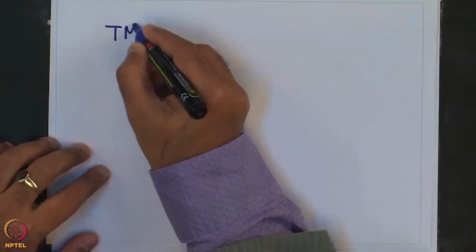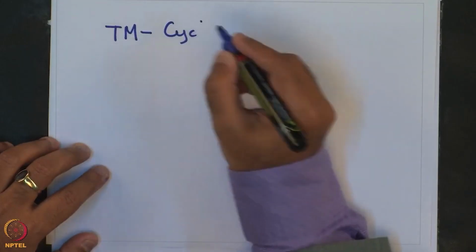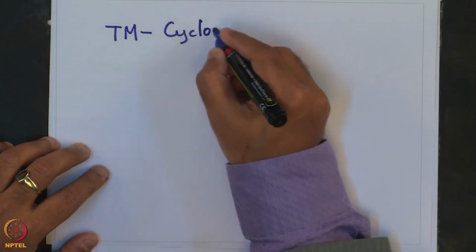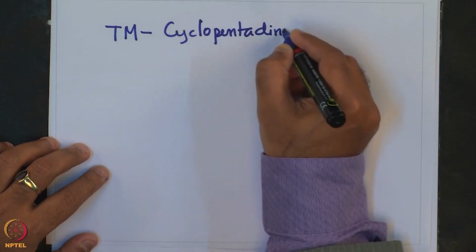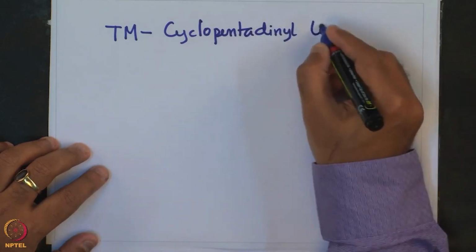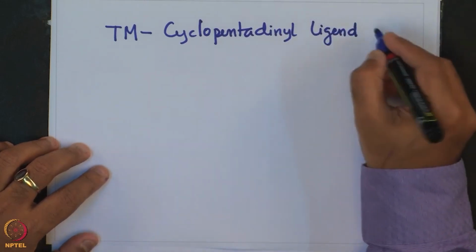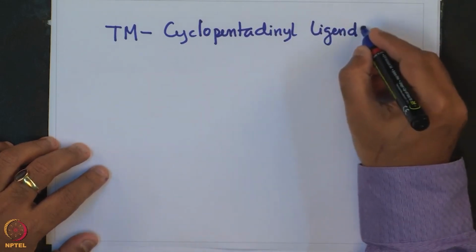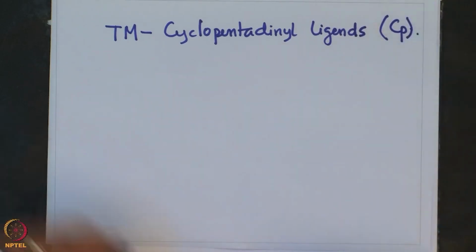So, today we are going to be talking about transition metal cyclopentadienyl ligand, or in short they are called Cp ligands.